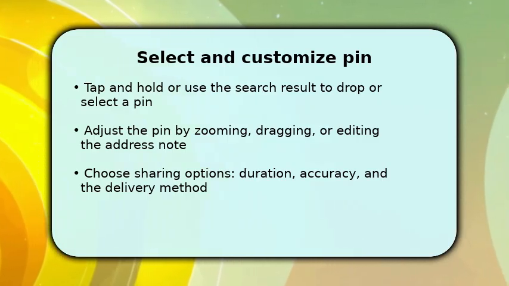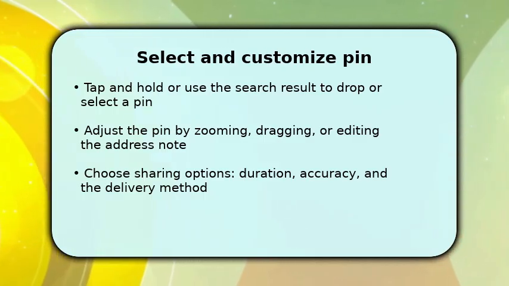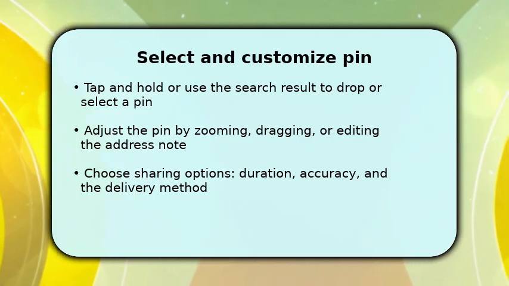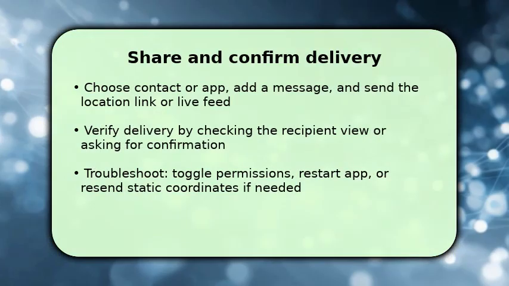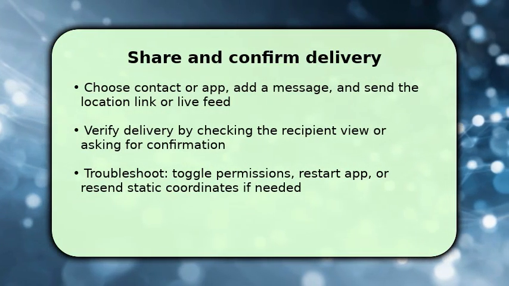After that, pick sharing options, set duration for live sharing, toggle high accuracy if available, and select how you'll send it. These choices determine who sees updates and for how long. You finish by selecting the contact or app to receive your location, add a concise message, and tap Send.